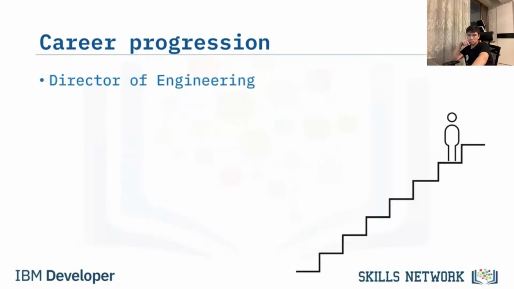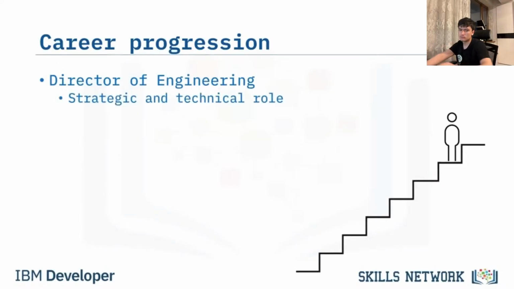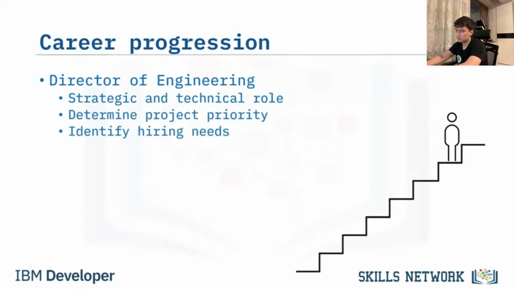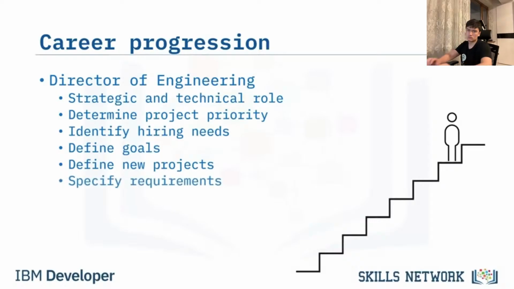Becoming a director of engineering could be the next stage in the progression of your career. It is a strategic and technical role. On the strategic side, you'll determine priorities for the projects within the company, identify hiring needs, and define long-term goals. On the technical side of the role, you'll be involved in defining new projects, specifying requirements, and overseeing the project.